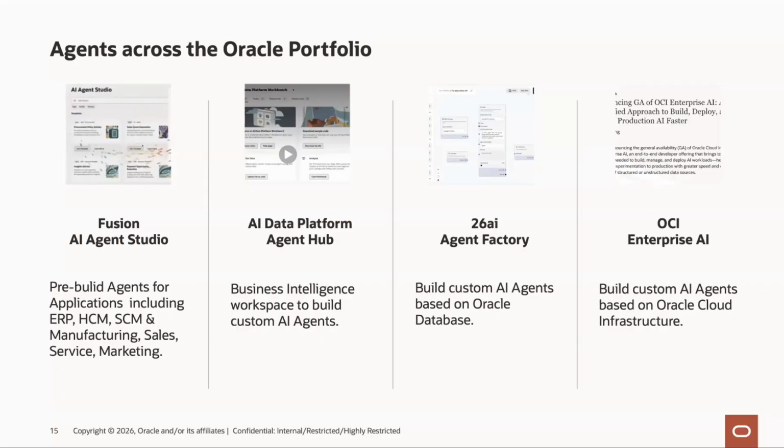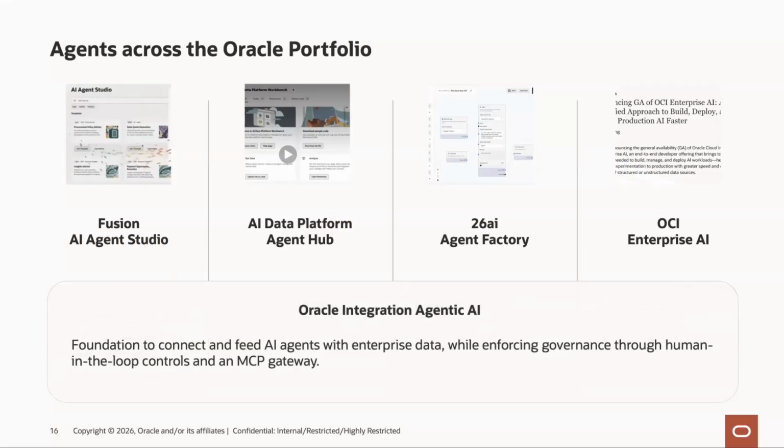And then we have a lot of AI services in enterprise AI, where you have also document imaging and scanning and recognition, and you can reuse those information and those AI services in your agent. Oracle integration brings all together. We feed the agents with the data, and we enforce the governance through human oversight, and we will provide an MCP gateway pretty soon. Do you want to add something to that summary?